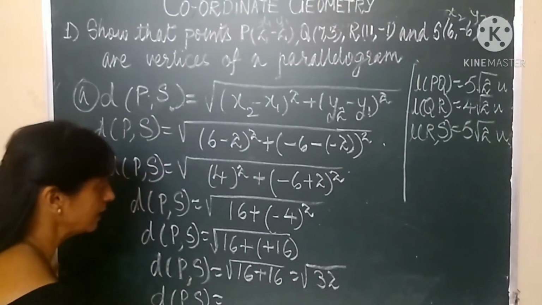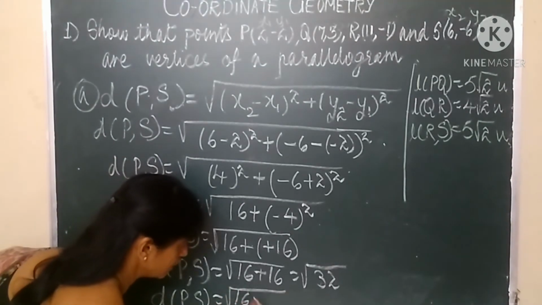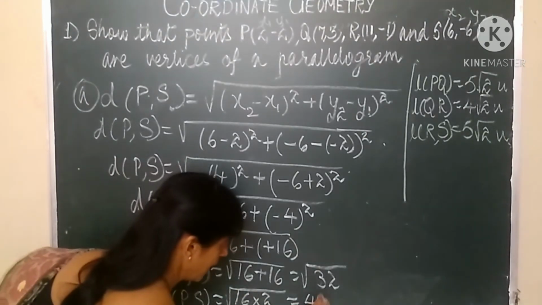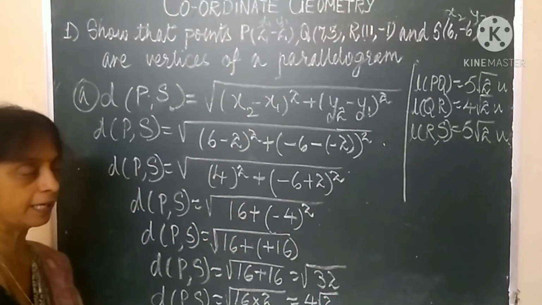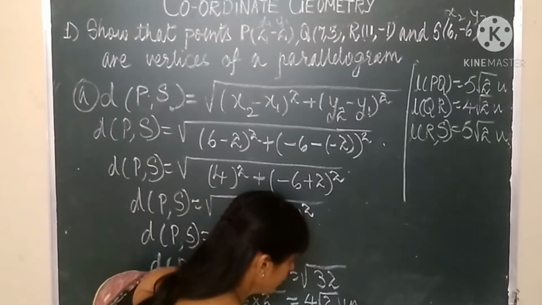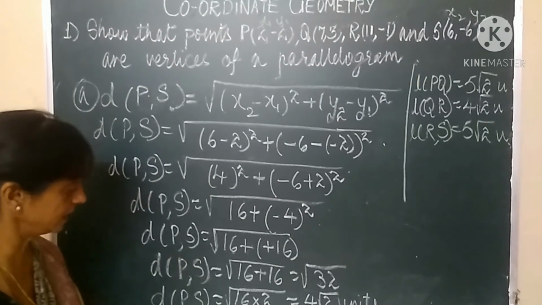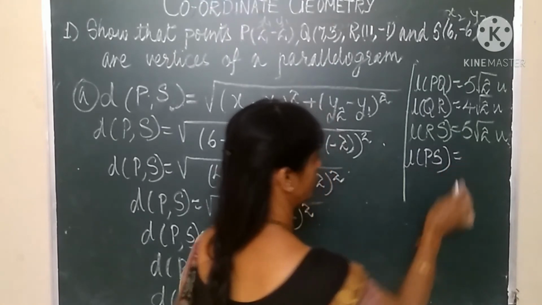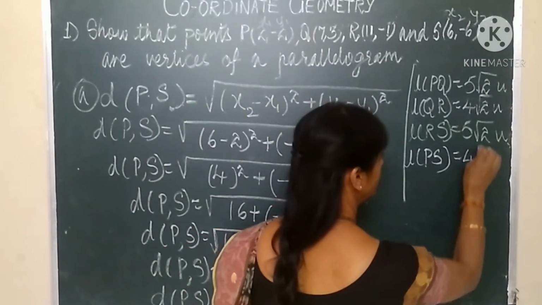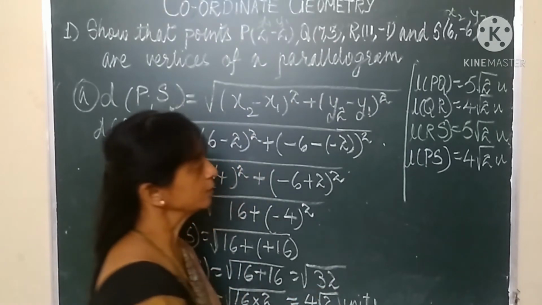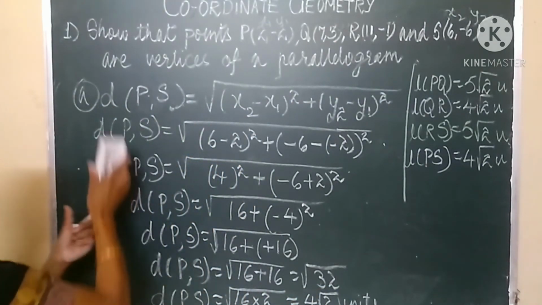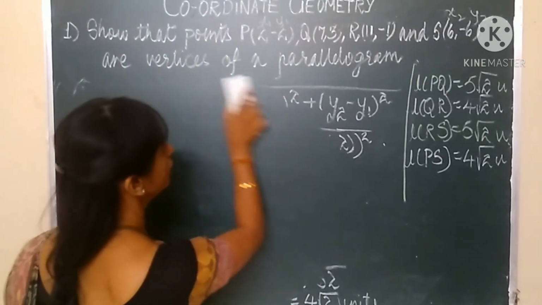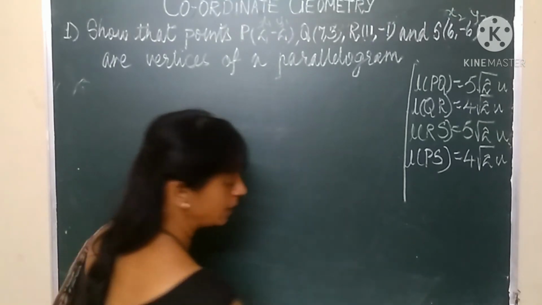That is, 32 can be split up as 16 into 2 is 32. So root 16 gives us 4, root 2 as it is. So that is distance PS we ultimately get as 4 root 2 units. In other words, length PS is equal to 4 root 2 units. So children, now we are done with finding the pairs, their distances, that is the lengths of all the four sides making this quadrilateral PQRS.